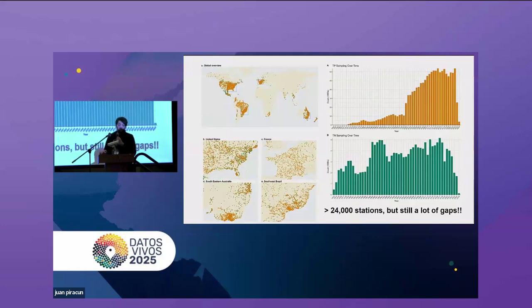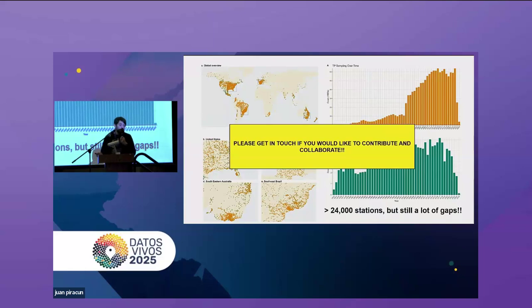And we have collected information from more than 24,000 stations, more than 1 million records of water quality monitoring data for the entire world. So please get in touch if you would like to collaborate, because we have some data gaps in some areas, especially in Africa and Southeast Asia.